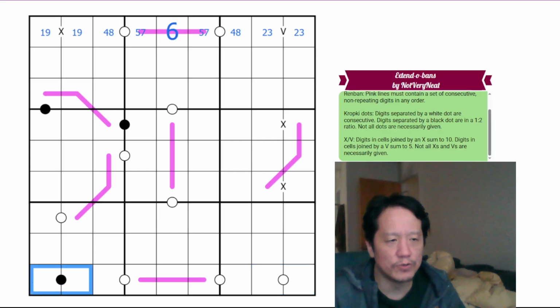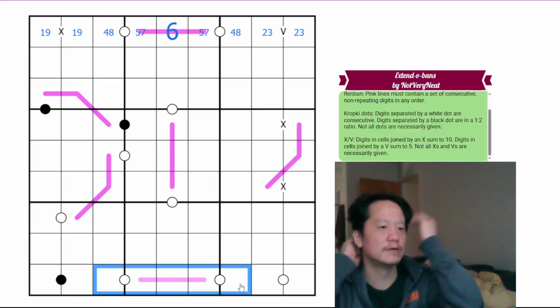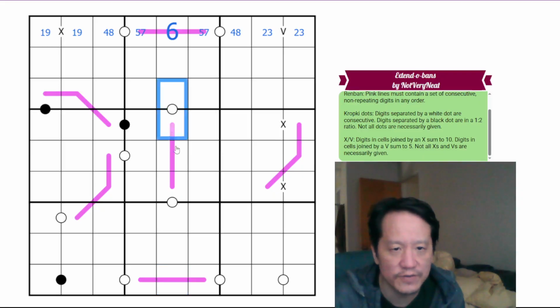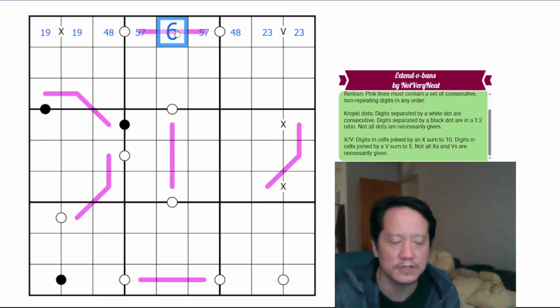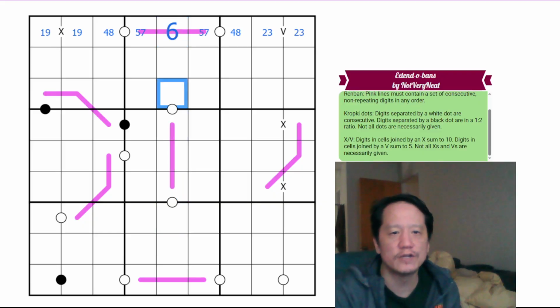These two are in a 1-to-2 ratio with each other. This has to be essentially a 5-length renban, with the middle digit being here. This is a 5-length renban without a 6. So this has to be 1 through 5 then here. So we have 1 and 5 here, 1 and 5 here, 2, 4, 2, 4.